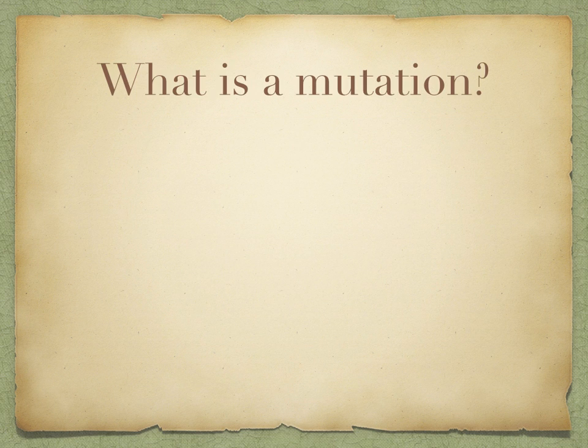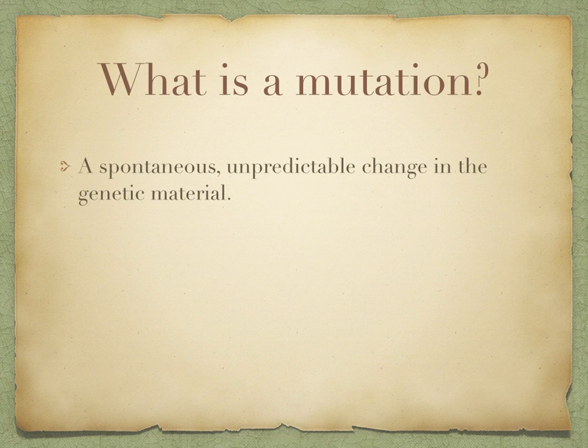Okay, let's move on to what is a mutation. Any change to the quantity or the structure of the DNA of an organism is known as mutation. It's a spontaneous, unpredictable change in the genetic material. So mutations that occur in the body cells will not be passed on to the next generation, but those that occur during the formation of the gametes may be inherited, and they often produce sudden and distinct differences between individuals.